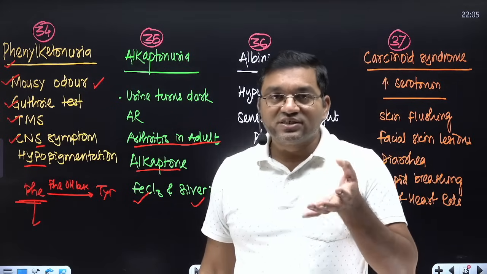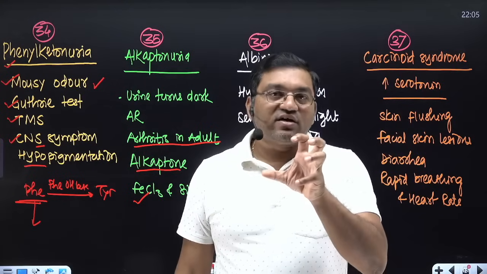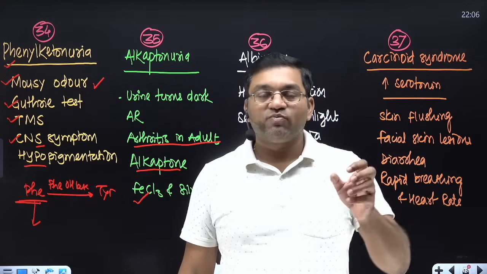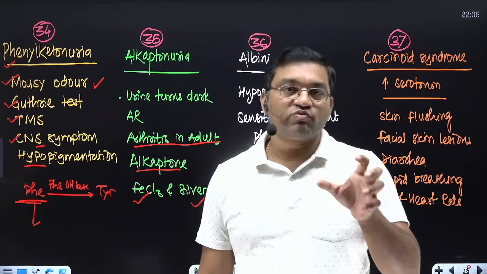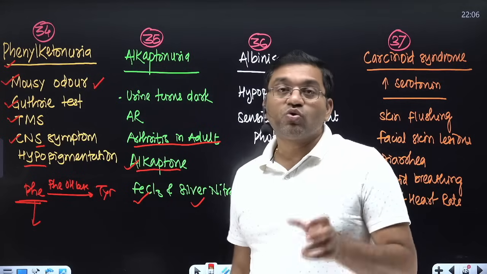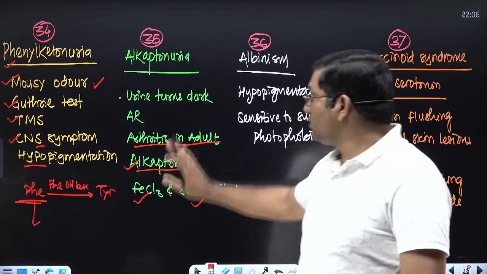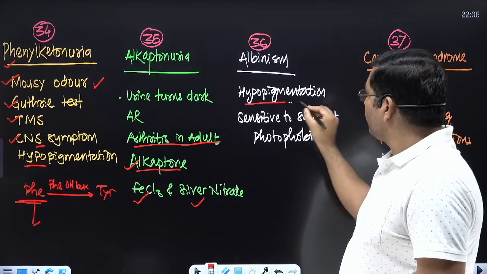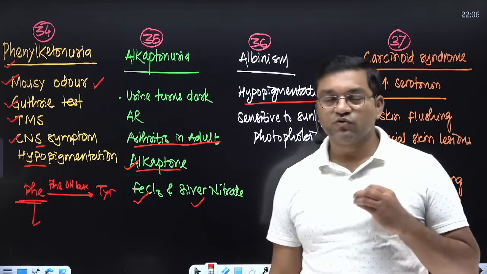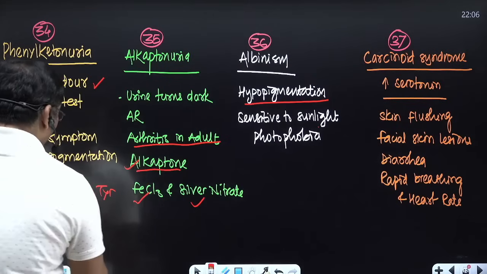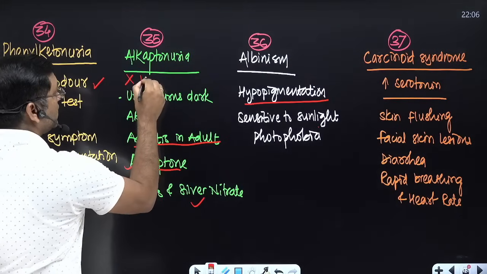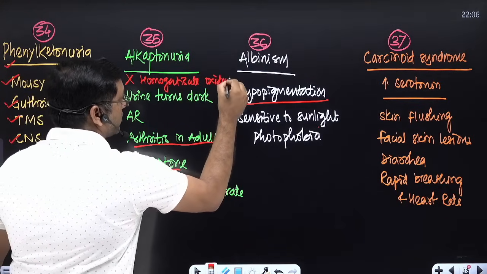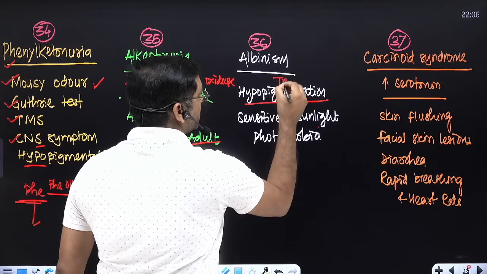Alkapton gets deposited in the skin, cartilage, and sclera, and that gives the black color. Why is there formation of alkapton? Because the homogentisate is diverted for the production of benzoquinone acetate, and on polymerization this benzoquinone acetate is converted into alkapton, which causes ochronosis, meaning blackish deposition. This is alkaptonuria. Albinism is due to a defect in the enzyme tyrosinase, and generalized hypopigmentation is there, and the person is sensitive to sunlight, and there is photophobia. So phenylketonuria is due to phenylalanine hydroxylase defect, alkaptonuria is due to homogentisate oxidase defect, and albinism is due to a defect in tyrosinase.